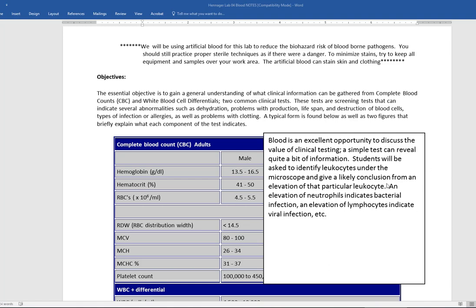I really like blood because all of us are going to have blood work. All of us might need to understand that, and not to knock any physician, but sometimes you want to be able to figure out this stuff yourself so you can be proactive and not necessarily rely on somebody else.